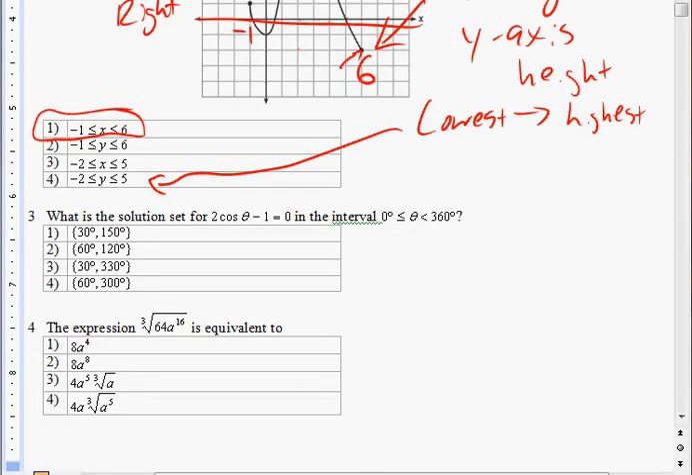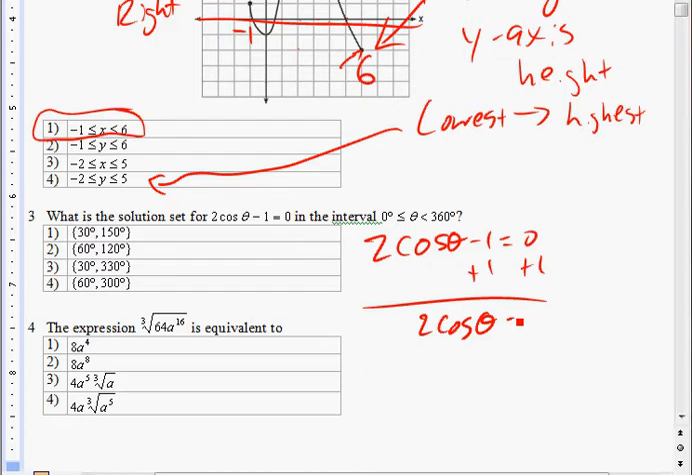Okay, number 3, we have a trig equation over here. To solve it, we're going to need to move all the numbers to the right side first. So we have 2 cos minus 1 equals 0. Let's move the 1 over. We got 2 cos equals 1. And to get rid of the 2, you just divide by 2. And we got cos of some angle equals 1/2.